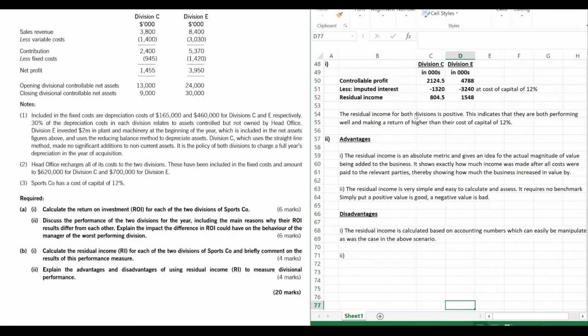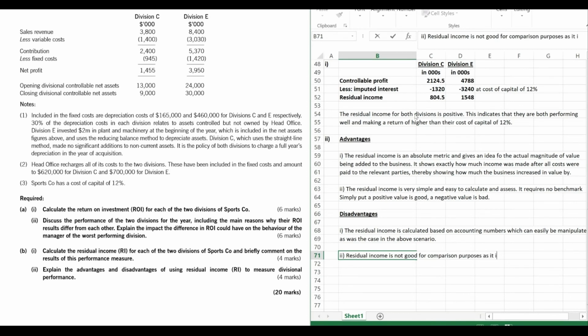Google is going to make more of a profit than a small software house because Google's much larger in size. That doesn't necessarily mean it's a better performer or more efficient. It just means it's larger in size. But residual income does not indicate that or allow us that comparison. Residual income is not good for comparison purposes as it ignores the scale of operations.